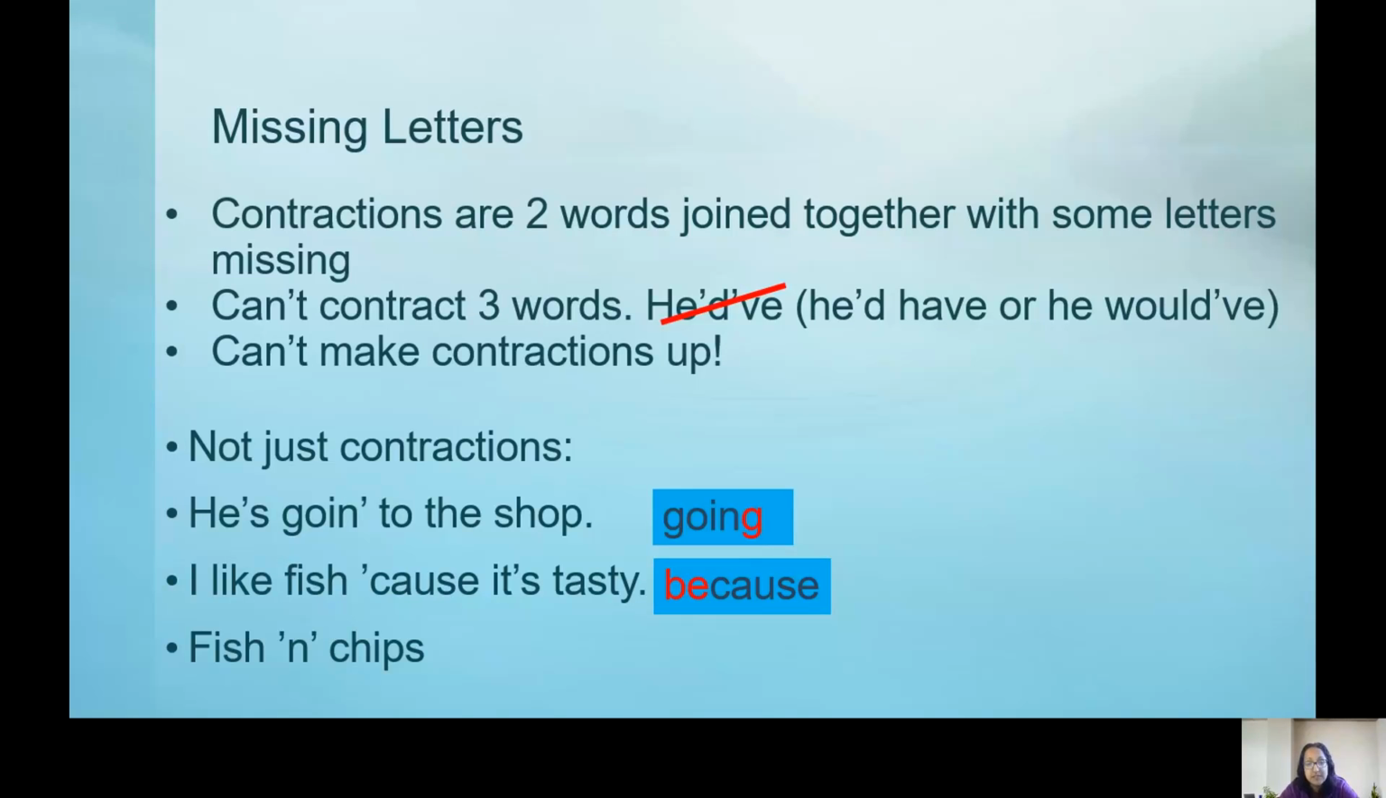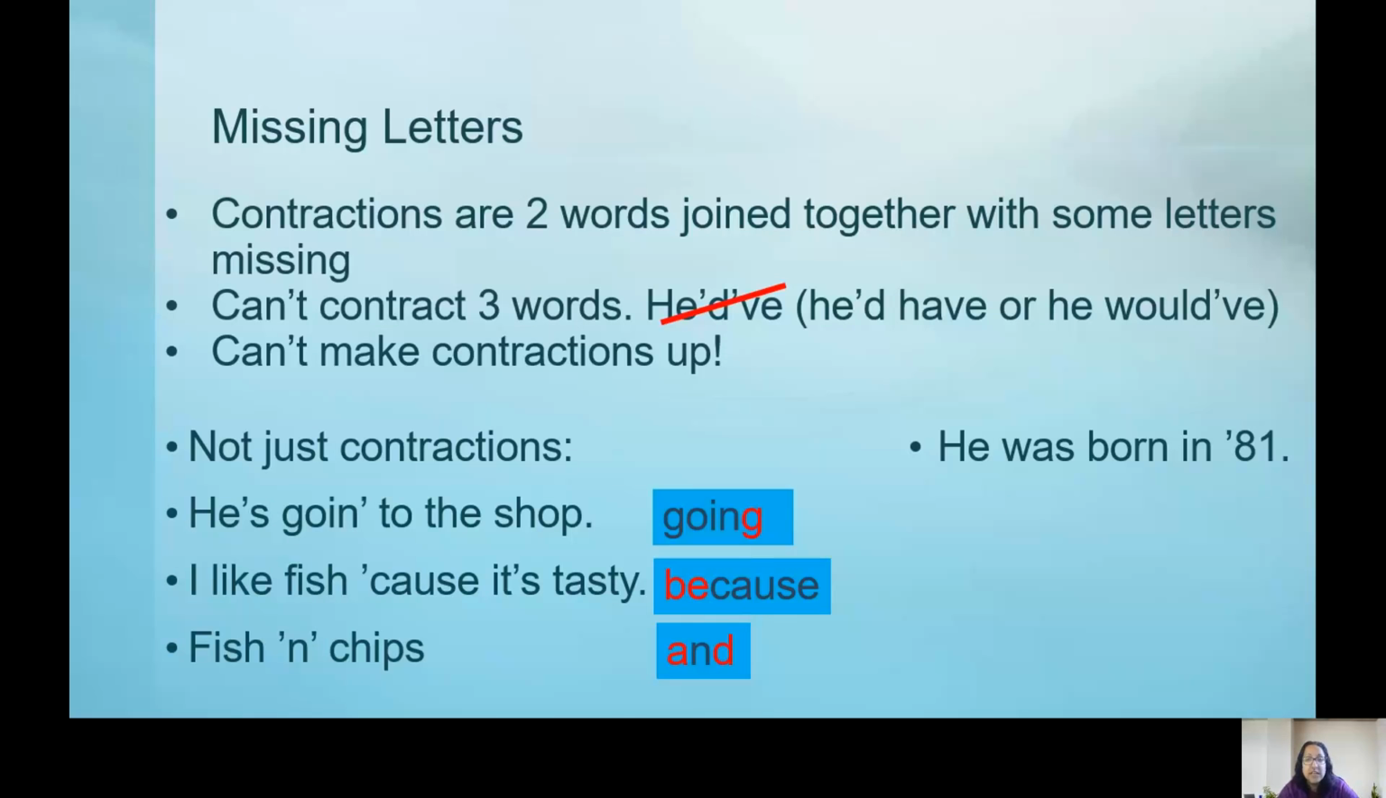Fish 'n' chips. Here, in 'n', the letters A and D in "and" are missing and are shown by the two apostrophes before and after the N. This is just a pronunciation thing. I mean, to say "fish and chips" is a little more difficult than saying "fish 'n' chips", which is a lot quicker and a lot more natural.